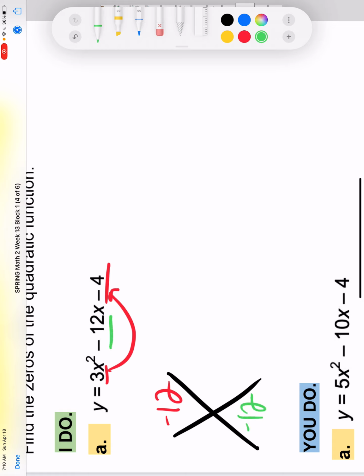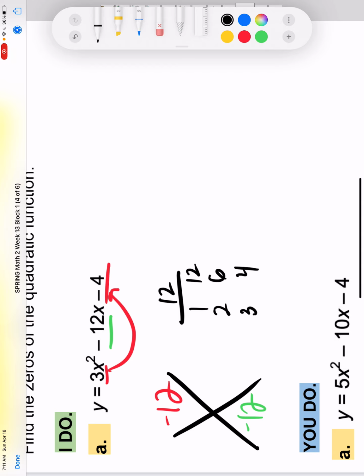So I'm looking for 2 numbers that multiply to negative 12 and add to negative 12. So let's think about this. Negative 12, I have 1 and, or let's just look at 12. I have 1 and 12. I have 2 and 6. I have 3 and 4. And that's it. That's all I have.